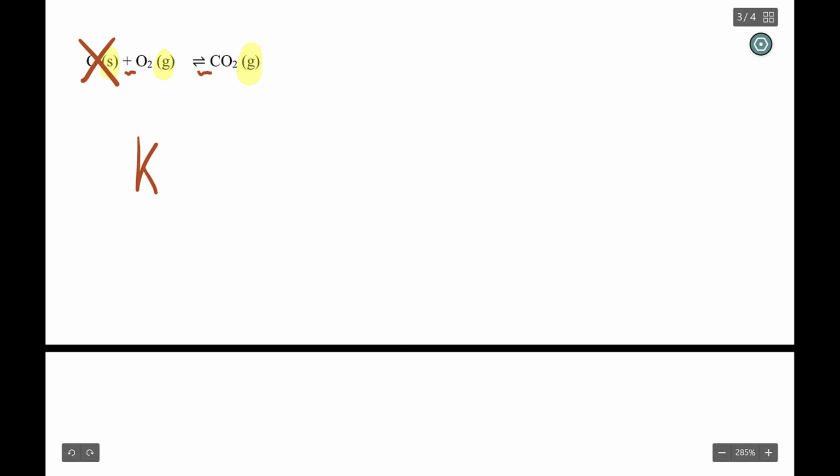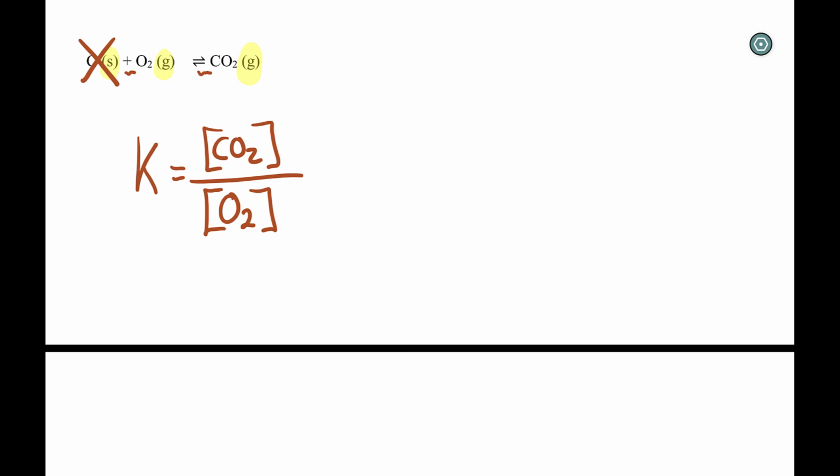Then I would simply write K is equal to products. This is CO2 raised to the power of its coefficient, which is 1. No need to put that in. All over the concentration of O2 raised to the power of its coefficient. It doesn't have one, so that's 1. And that's it. So whether you write K or Kc, that's totally fine.